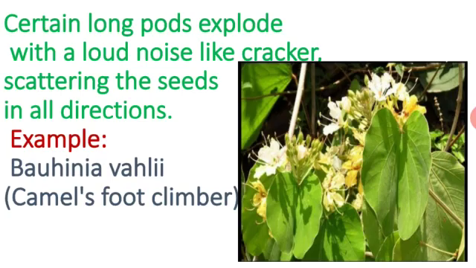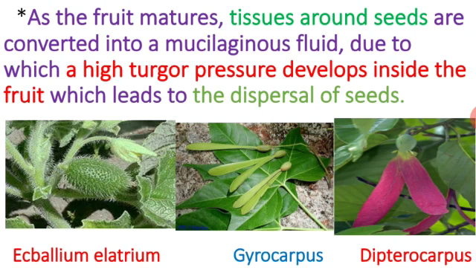Next, some of the plants have long pod-like structures. When they crack, they produce noise and scatter the seeds in all directions. Such fruits are also named explosive mechanism. Example, Hemigraphis, in English the common name is camel's foot climber.